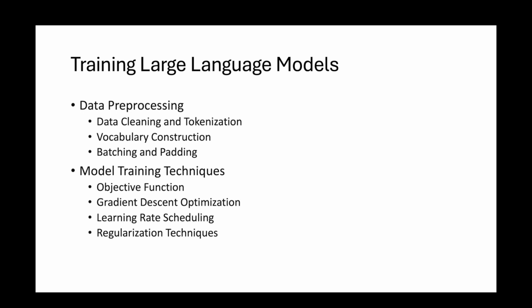Learning rate scheduling. Learning rate scheduling involves adjusting the learning rate during training to improve convergence and stability. Common scheduling strategies include exponential decay, warm-up schedules, and cosine annealing.